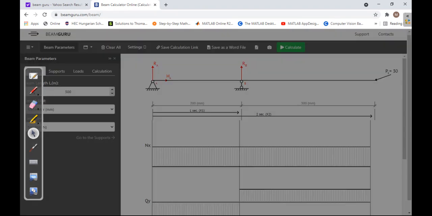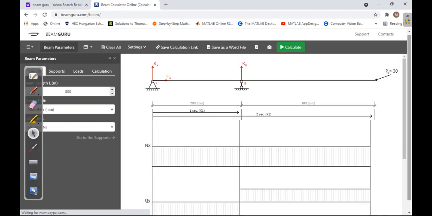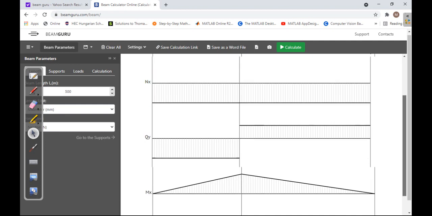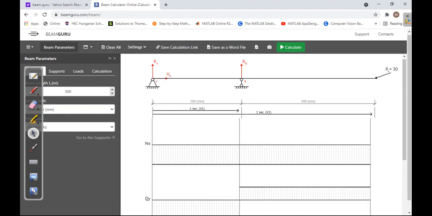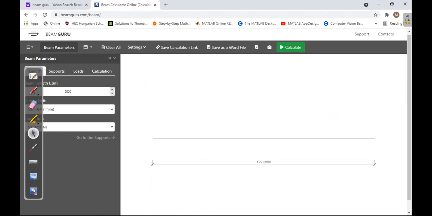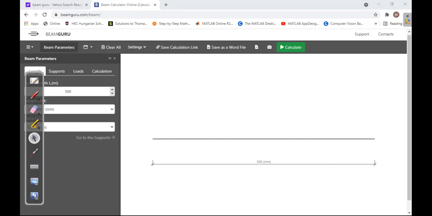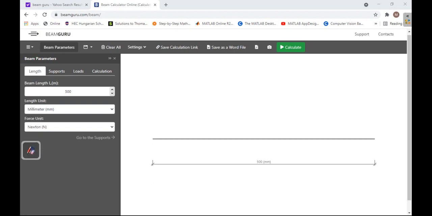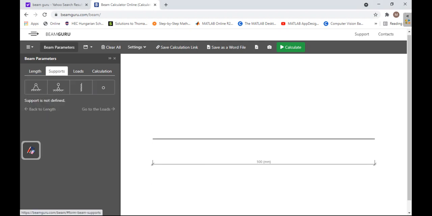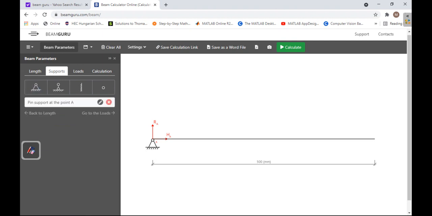Here we already solved a simple question, so clear all and let's begin. Here the length of the beam we did 500. Here is the support. We want a fixed support on the left side. No, sorry, we did a pin support on the left side.